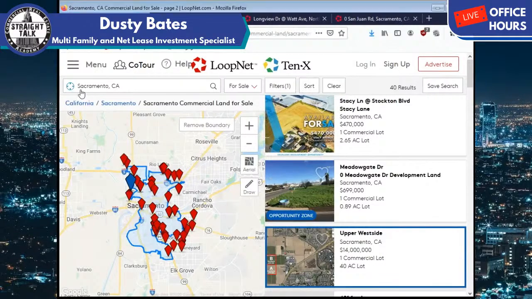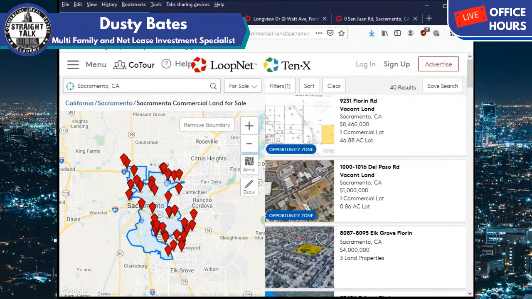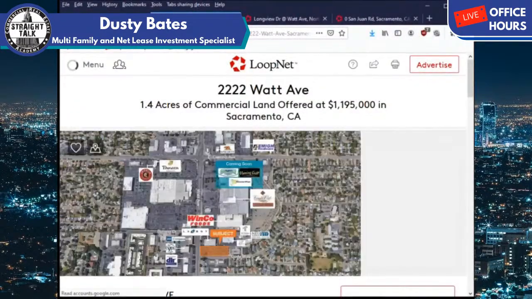So I'm not even logged in here. So this is all free for me to go look at. I'm missing out on a bunch of stuff probably.